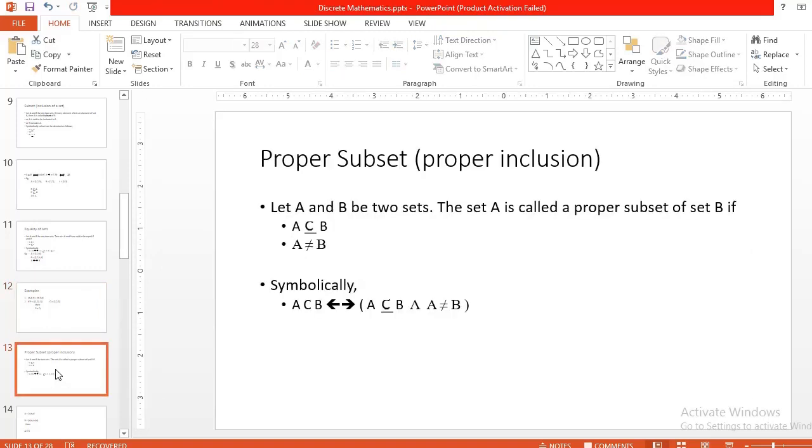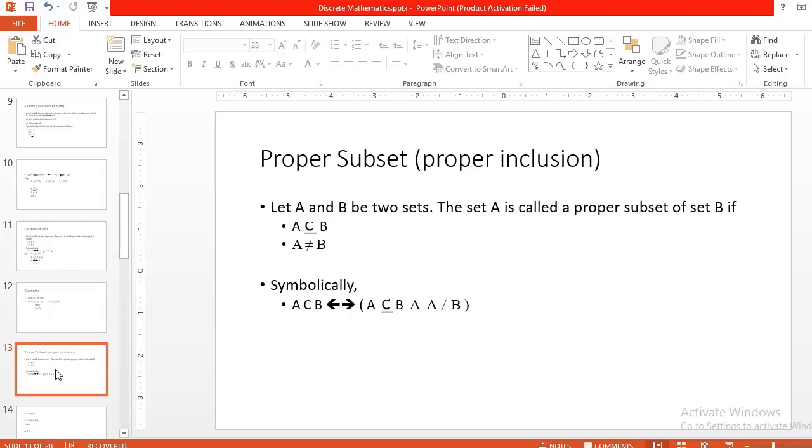Next, what is a proper subset? In the earlier PPTs we have discussed the subset, but what is a proper subset? In other words, you can say it is the proper inclusion. There are two sets A and B. The set A is called a proper subset of set B if A is a subset of B, but A is not equal to B.